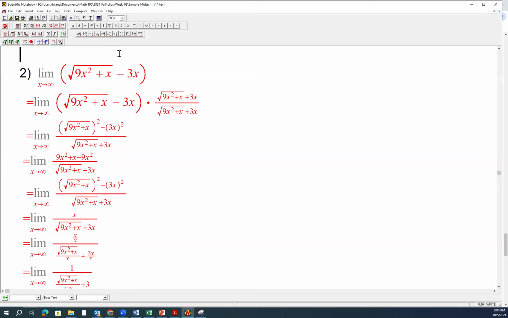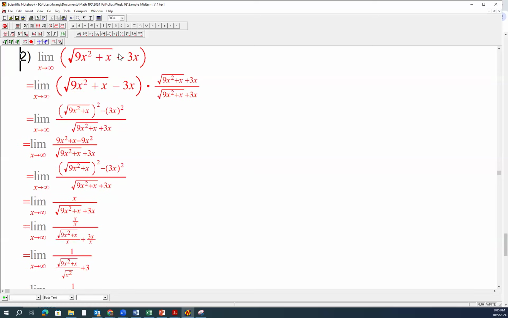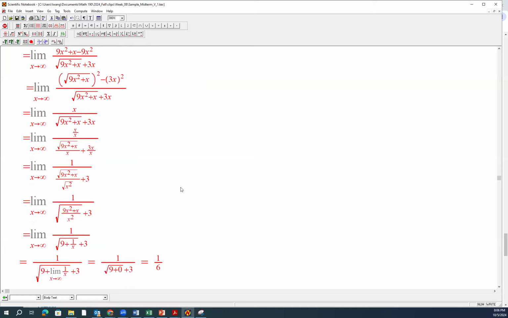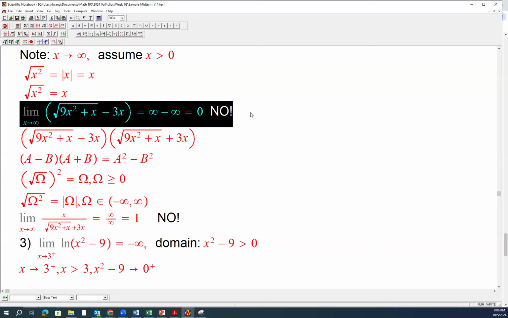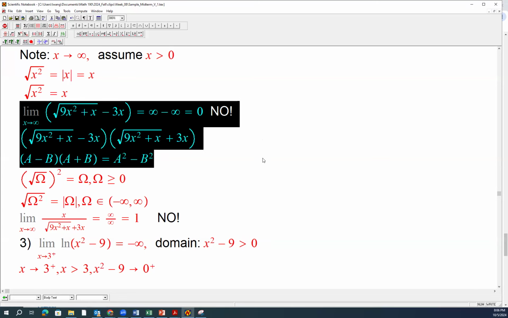Number two. This question, I would say you've seen it multiple times. Okay, it's been quizzed on. But I'd like to go over this question one more time. From the beginning, we know this is an infinity minus infinity case. But can we do that? The answer is no. Infinity subtract infinity, you can't do that.